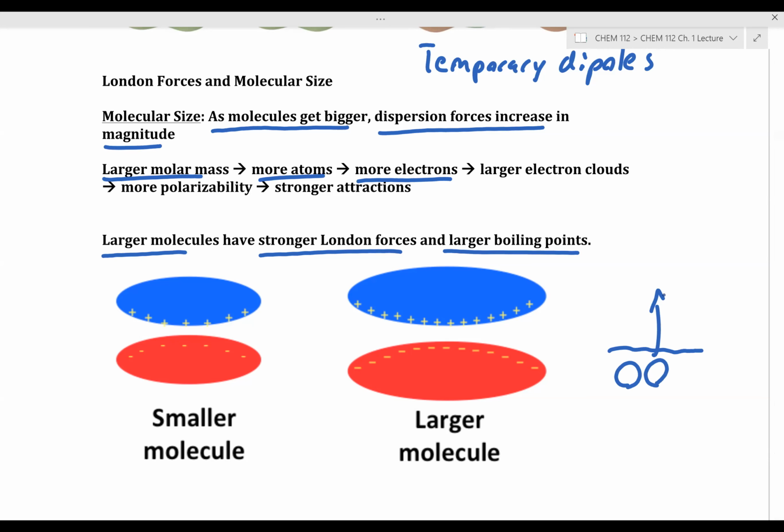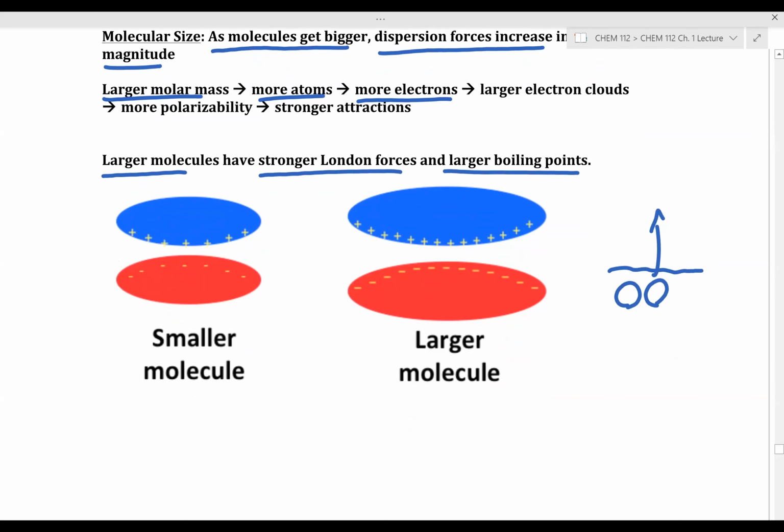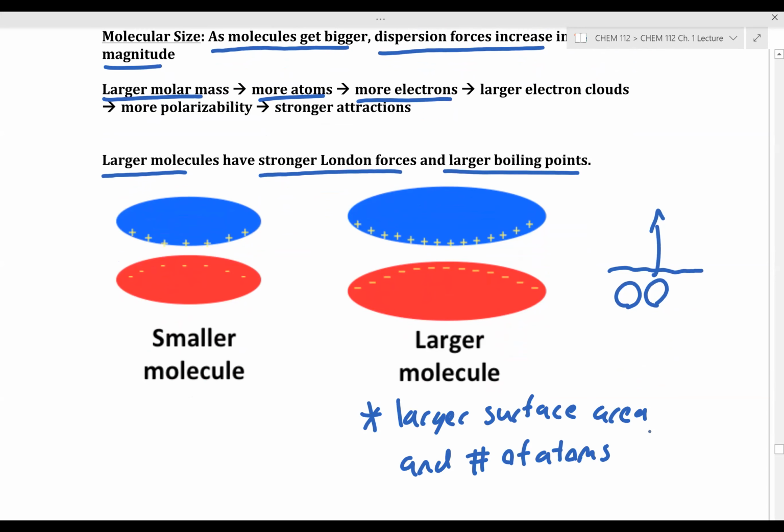Now, keep in mind in these two pictures, what's a major difference between the small and the large molecule? Do you notice a difference in not only the number of electrons, but what else? What else is different about these two? Surface area, exactly right. So this larger molecule, I just want you to notice, it has also a larger surface area and number of atoms. So it's not just the number of electrons, but it's how many atoms do we have to distribute these electrons over?